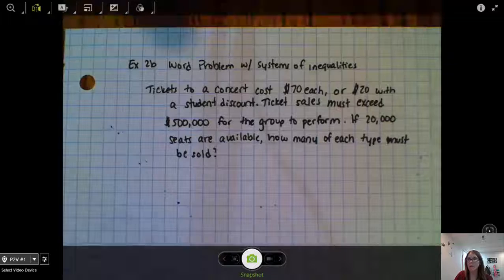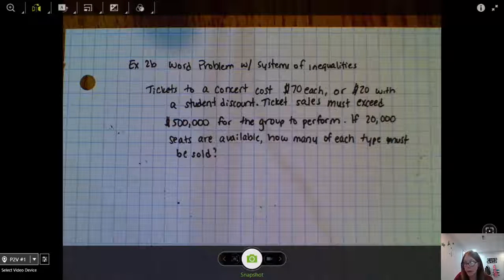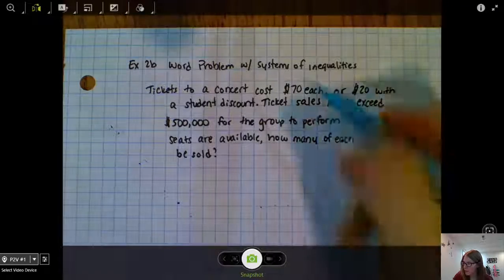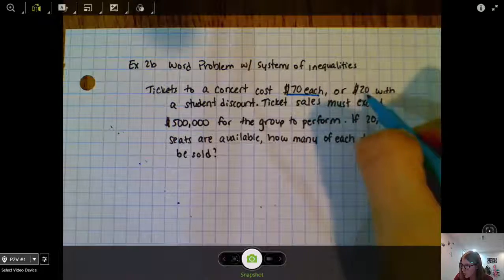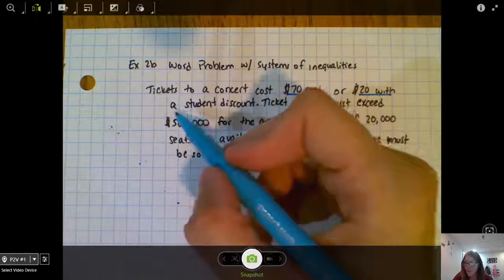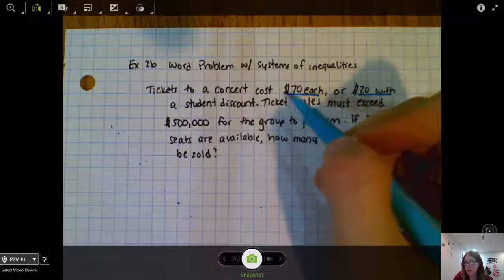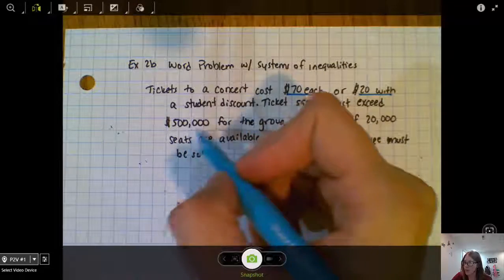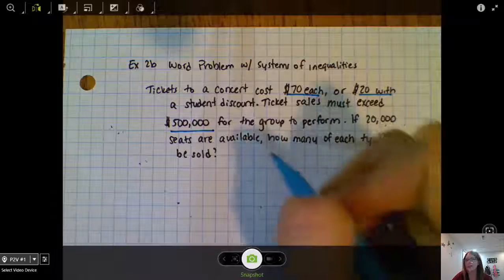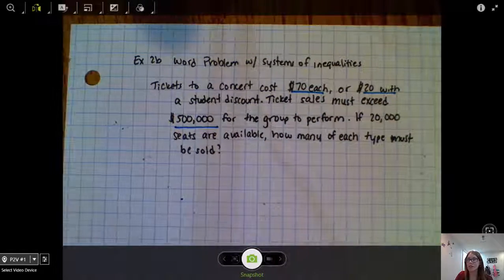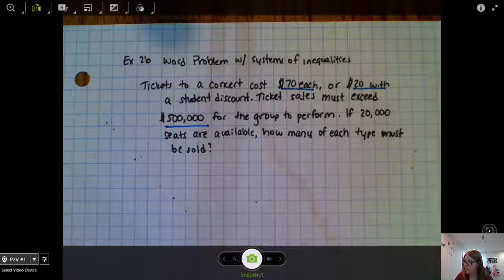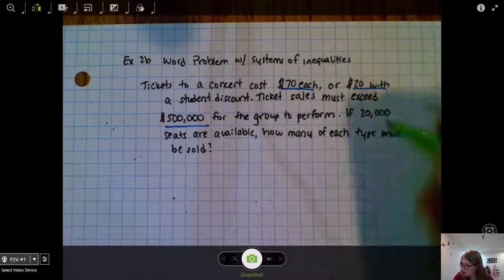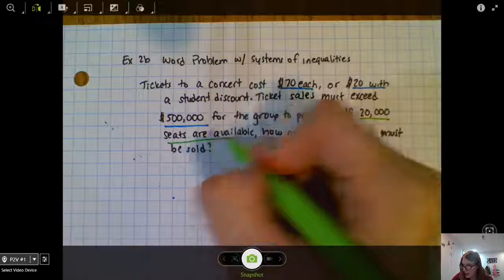So this problem, we have some pretty big numbers, pretty big quantities that we're working with, and that's okay. We'll work with it. So tickets cost $70 each or $20 with a student discount. Both of these quantities are related to cost. We also have this quantity related to cost, the $500,000. Ticket sales must exceed that quantity. And we have 20,000 seats that are available. How many of each type must be sold?